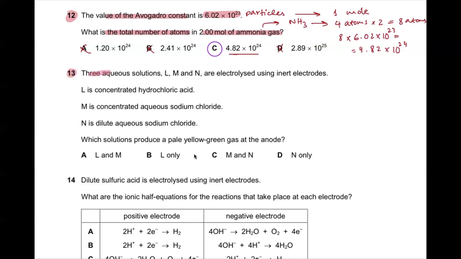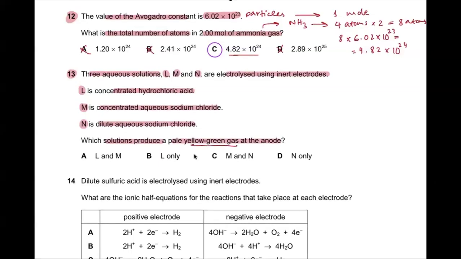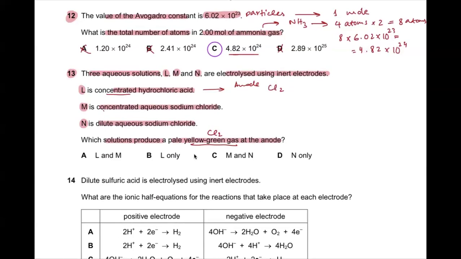Question number 13. Three aqueous solutions, L, M, and N, are electrolyzed using inert electrodes. L is concentrated hydrochloric acid, M is concentrated aqueous sodium chloride, N is dilute aqueous sodium chloride. Which solution produces a pale yellow-green gas at anode? So it means simply they are asking about the chlorine gas. If it's concentrated, at anode, chlorine will form. M is concentrated. So again, you are going to get chlorine at anode.